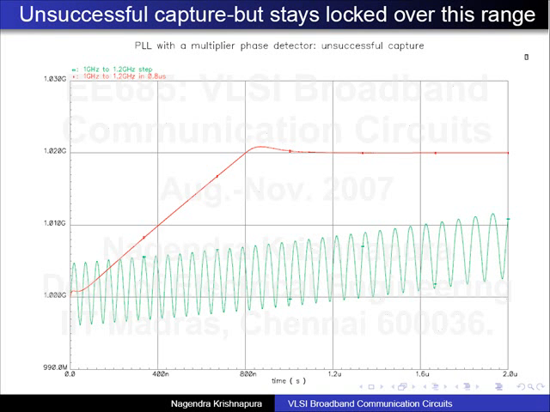In that case, you won't see this, you will just see this going up and down. The VCO will be at its free running frequency and the input will be at some frequency. So the difference will have zero average and it will stay there. Okay.